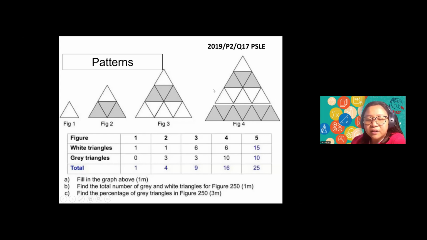This question came out in 2019. It was a paper 2 question, one of the last one or two questions, where they combine patterns together with percentage. You see part C, they're asking for percentage. In fact, part A is leading you to understand the diagram and the pattern better. Part A asks you to fill up the table above.